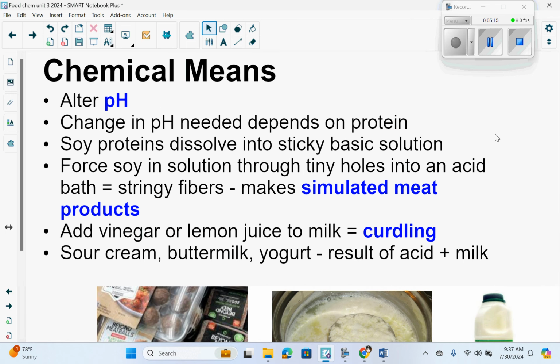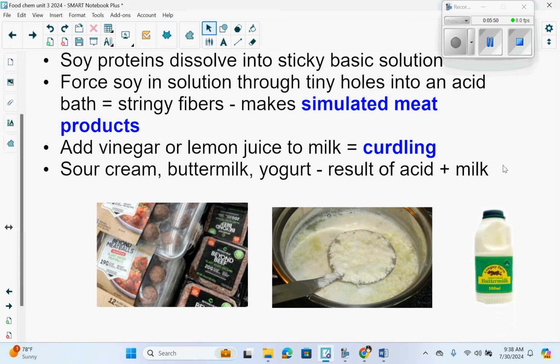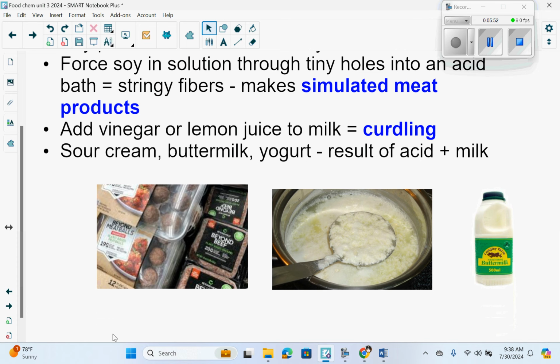Chemical means you can alter the pH. A change in pH is needed, and it depends on the protein. Soy proteins dissolve into a sticky, basic solution. If you force soy in solution through tiny holes into an acid bath, you get stringy fibers. So see that play on acid base, right? This makes your simulated meat products. That's your soy meat. If you add vinegar or lemon juice to milk, right, those are acids, you get curdling. Sour cream, buttermilk, yogurt, these are the result of milk plus a different acid.